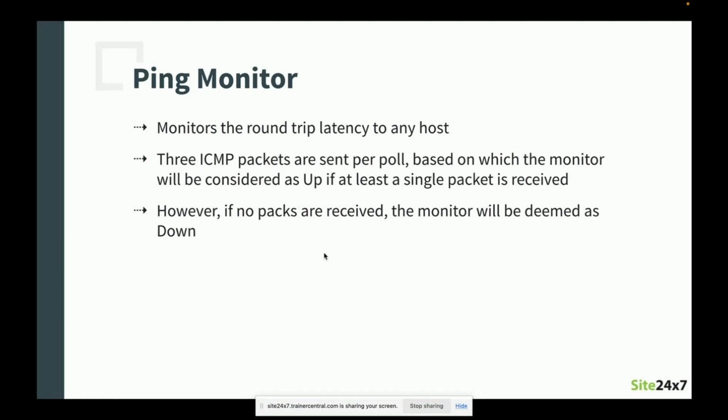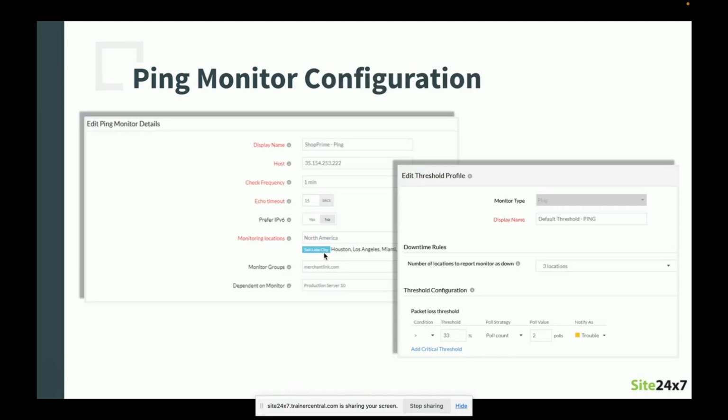So this is how the ping monitor is configured. You get to configure the host, the check frequency, and the echo timeout, that is, the host must respond with a reply message within this duration. Similar to the connection timeout which we saw in the previous website monitor or REST API monitor. So within this 15 seconds or 30 seconds, if there is no message, then it would be considered a downtime. An alert will be triggered there.